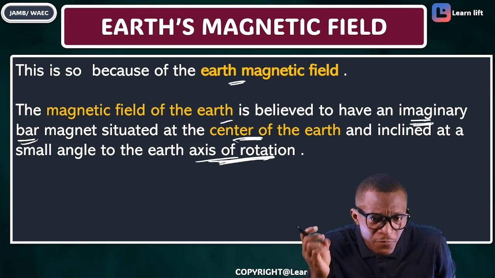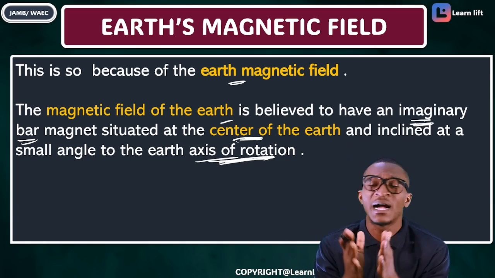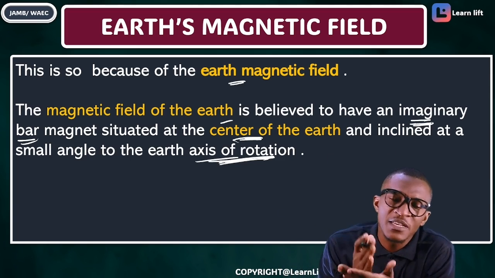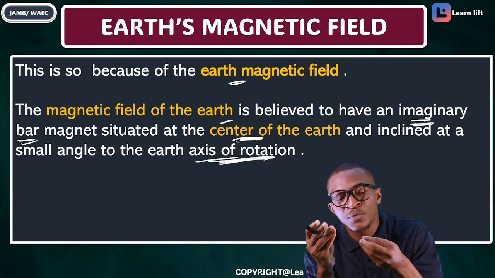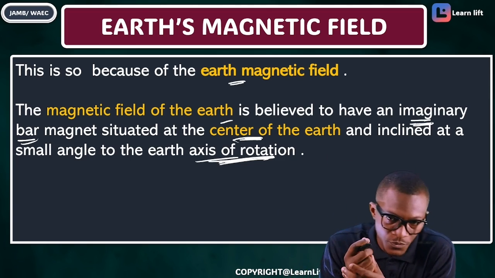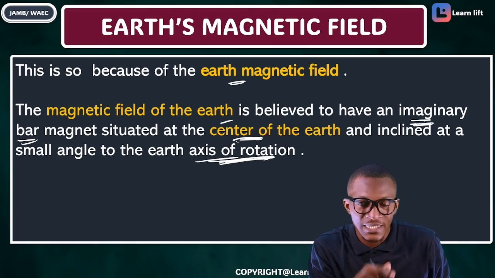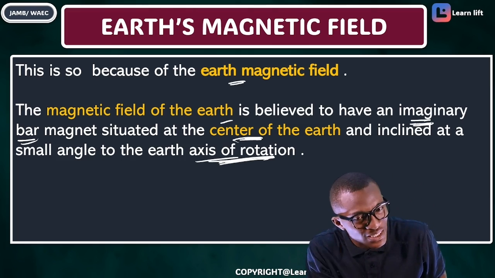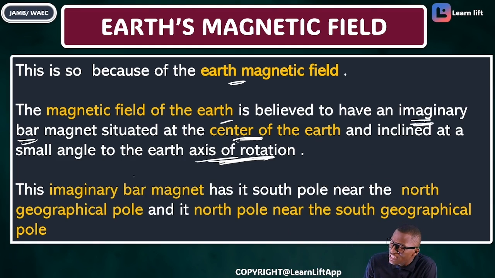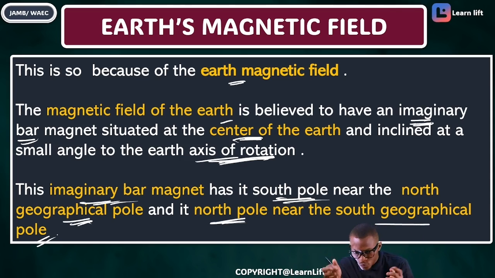Now, there's something specific about this big Earth magnet. The south of that magnet is pointing towards the geographical north, while the north of that magnet is pointing towards the geographical south. Just follow me, you will understand it. Take note that this imaginary bar magnet has its south pole near the geographical north pole, and its north pole near the geographical south pole. Listen to me.